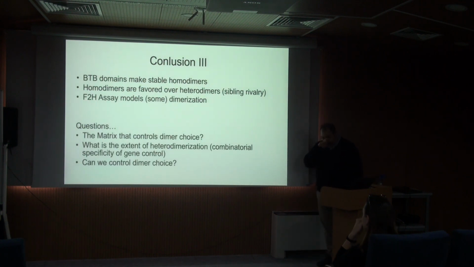Now, the obvious questions that need to be addressed are, what is this 49 by 49 matrix that controls this dimer universe? And what is the extent of heterodimerization? As I said, we only know of one so far. In the literature there are some, but we're using this system to test those. And moreover, can we control dimer choice? If you remember, BCL6 is this cancer oncogene that is targeted with drugs that try to prevent the dimer formation. So can we design drugs that will either force homodimers or heterodimers forming or break those apart?